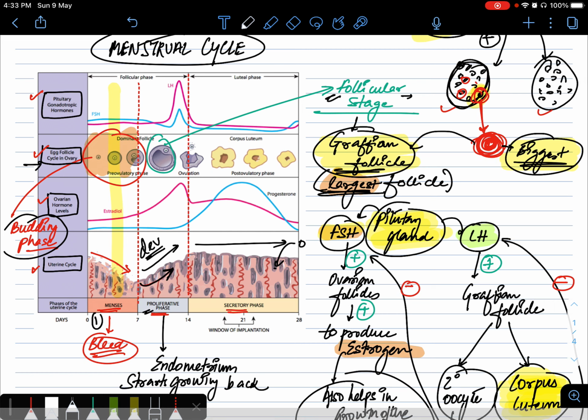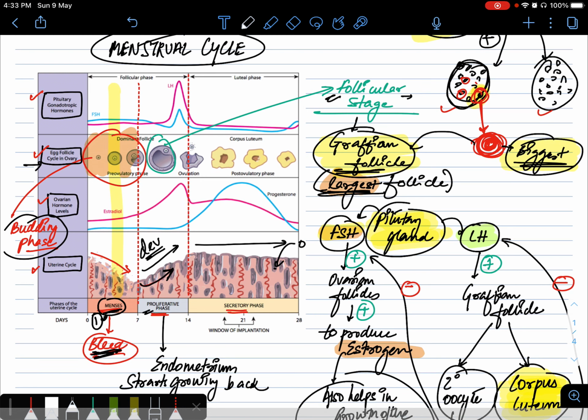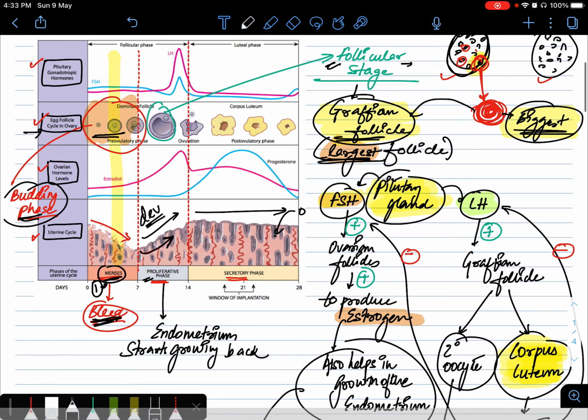Day one starts with the menses. Day one is where the bleeding occurs. So the first step is menses. Menses occur, and the bleeding will occur. Along with that, the small follicles present in the ovary will grow into bigger size. They are developing, so it's also called the budding phase. It's very simple, the easiest phase.